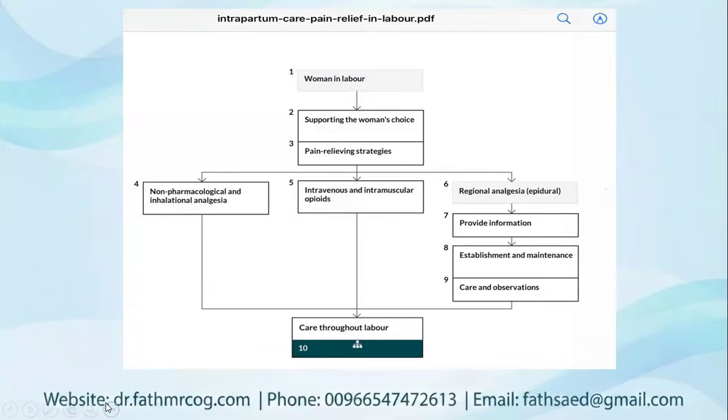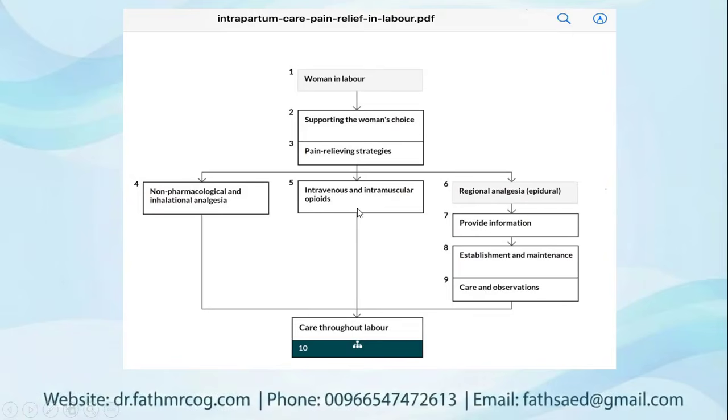Doctors, be with me. The most important part I will highlight is pain relief in labor, or if the patient comes at any time with pain. I posted all the pain relief for you in the group. And we have a nice recommendation: if a woman is in labor, we support the woman's choice. We will give her all the options and let her choose, because we have many options for pain relief during labor. We have the non-pharmacological and inhalation analgesia. And after that, you will care throughout labor. You will see the patient and support her.